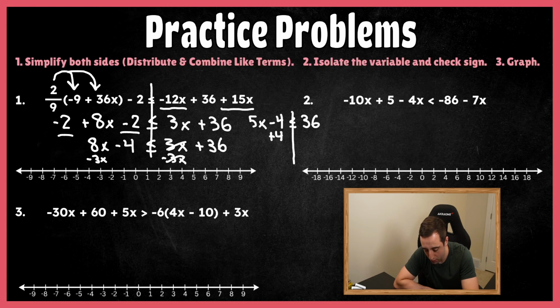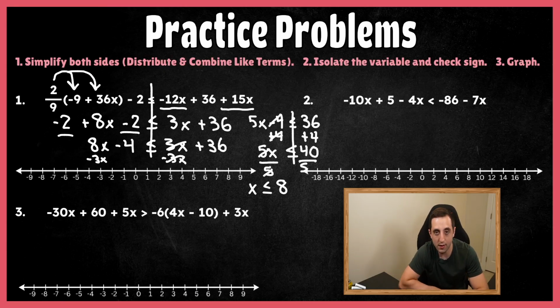So let's add 4 to both sides. So the 4's cancel. We have 5x is less than or equal to 40. And then finally, let's go ahead and divide both sides by 5 to truly get that variable isolated all by itself. So our final inequality is going to be x is less than or equal to 8, which means it's going to be a closed circle on 8. And all of our solutions are going to be basically the entire number line to the left of 8. If you tried this out on your own and got it right, very, very nice job.